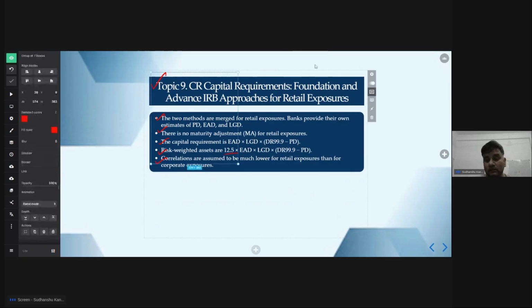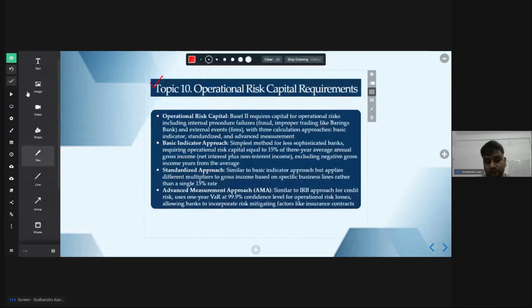Okay. Then after studying this, we go into operational risk capital requirements. There was an introduction of operational risk capital.